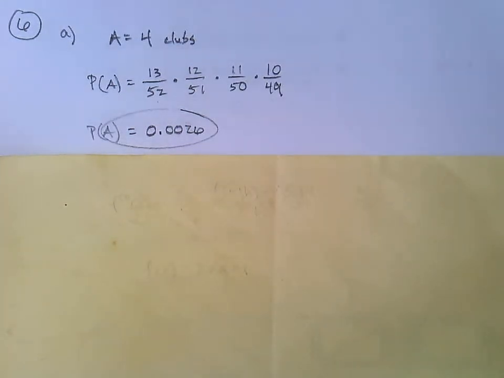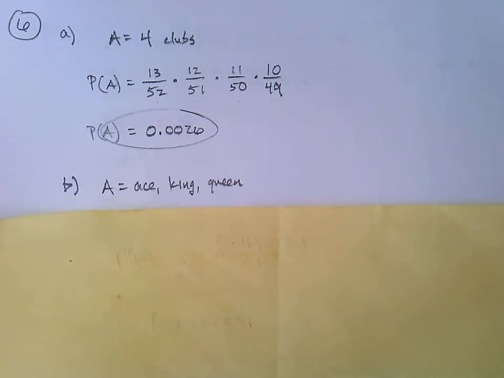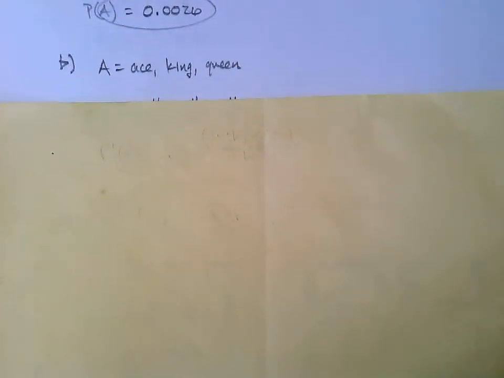All right. Part B. Let's say we draw an ace, a king, and a queen in that order. Now we're only drawing 3 cards. First one's going to be an ace, then a king, then a queen, in that order. So I'll say event A is ace, comma, king, comma, queen, just to note the order and what we're looking for.